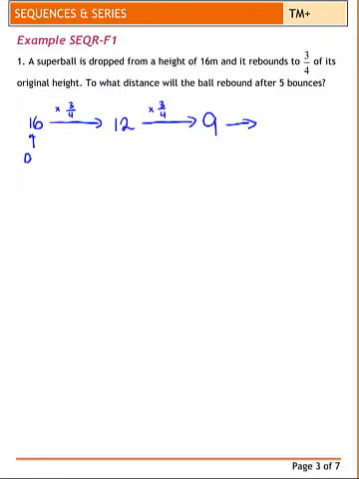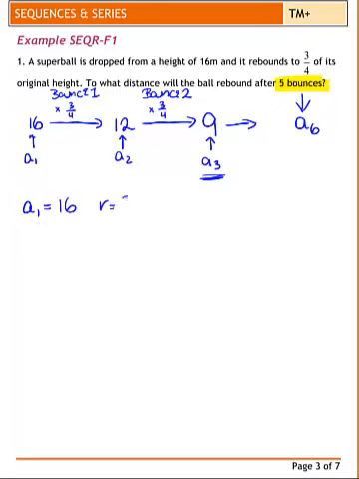So this term here is A1, this is A2, and this is A3. This is bounce 1, and this is bounce 2. What you will see is that the height after the bounce is actually the next term. So if I want the height after 5 bounces, what I actually want is A6. Let's write our other information. A1 is 16, R is 3/4 or 0.75. Never change it to a decimal unless it can be written exactly, and N is 6.